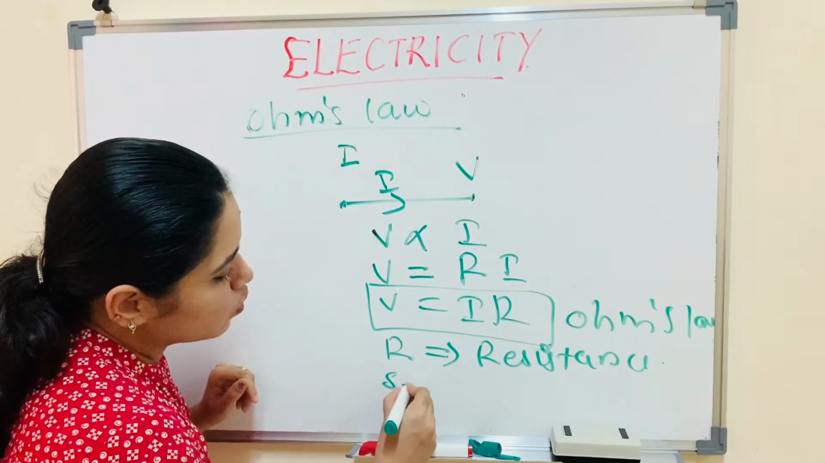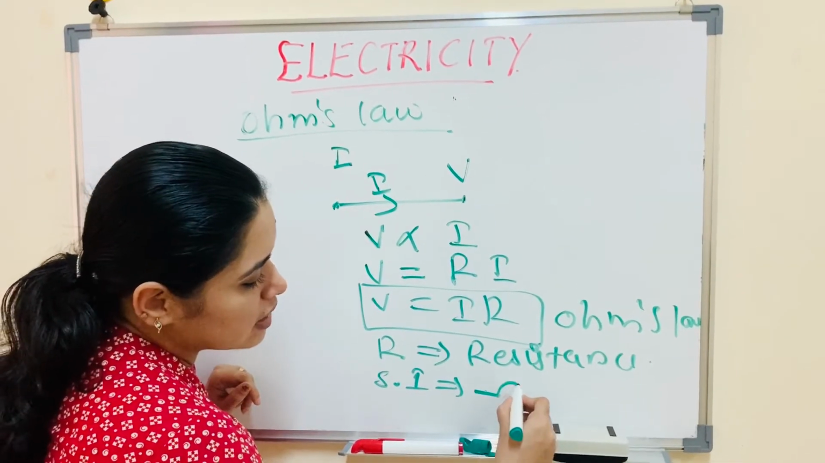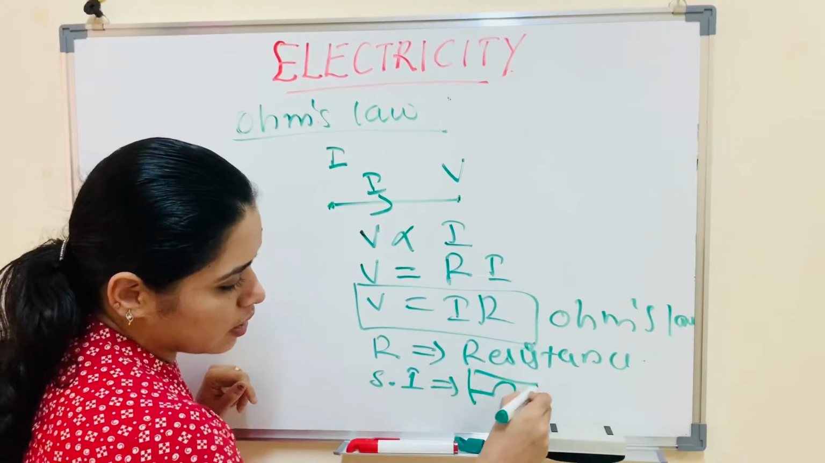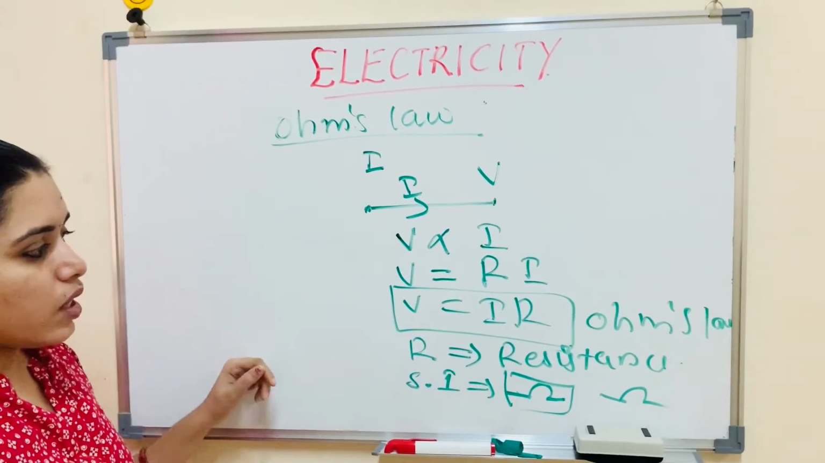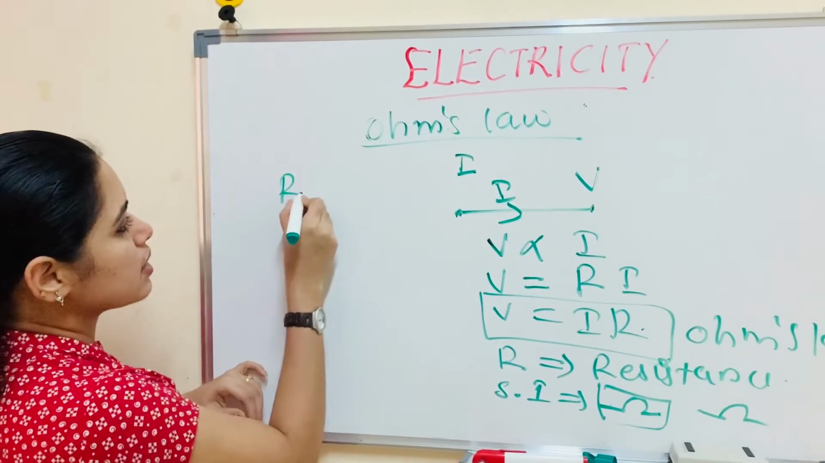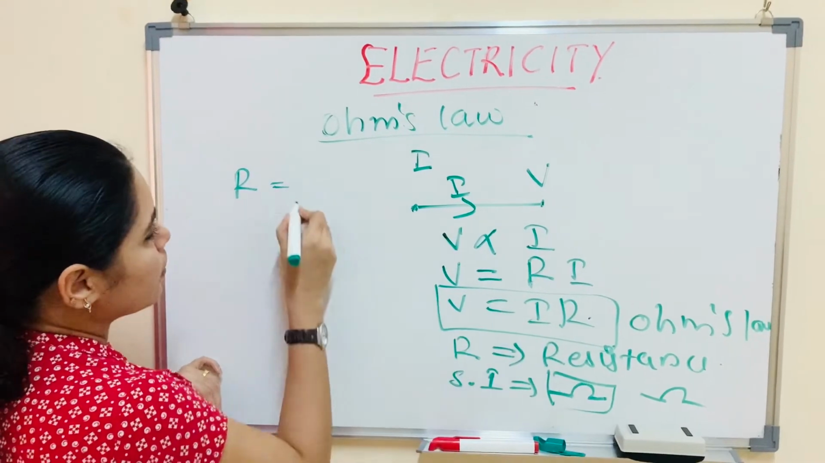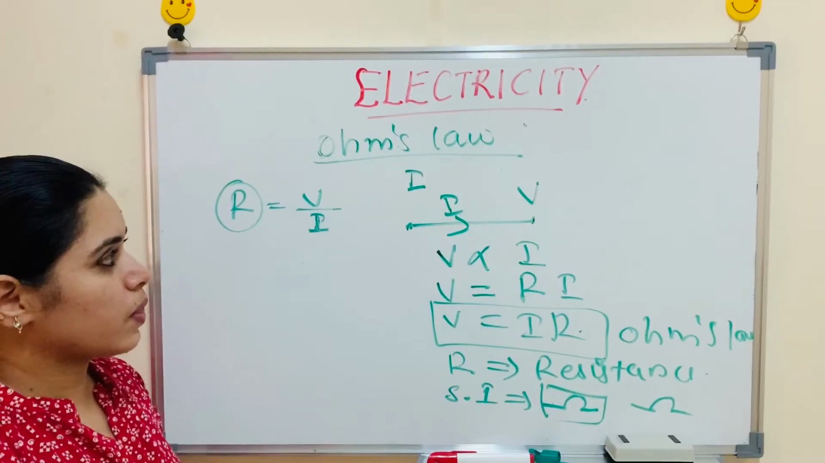And the SI unit of this resistance is ohm, and is represented by a Greek letter like this, omega. Clear? Now from this expression, what is R? We can write R is equal to V divided by I.